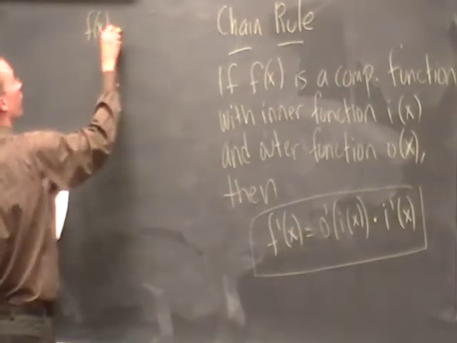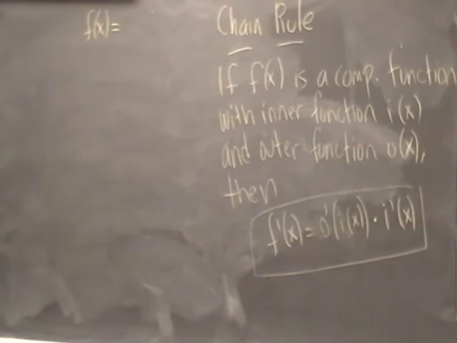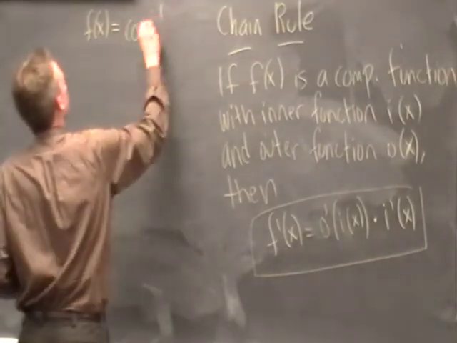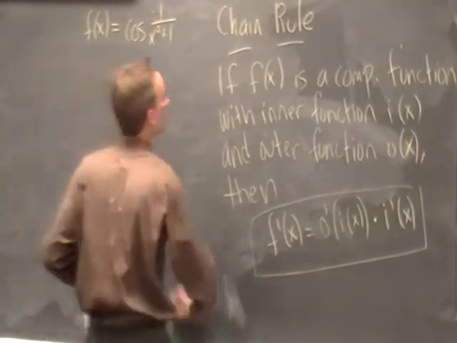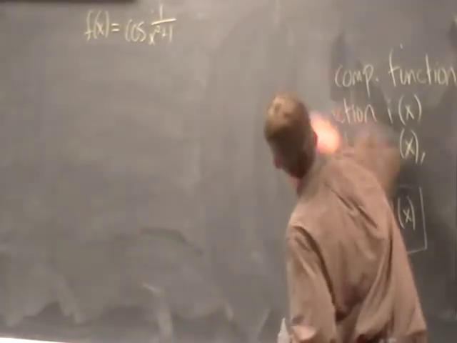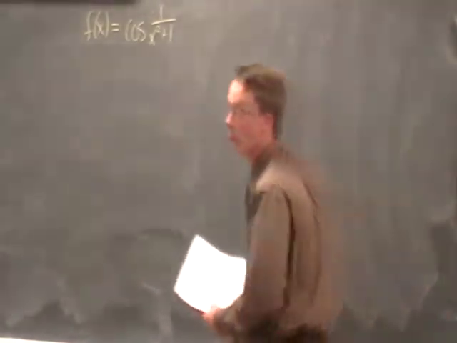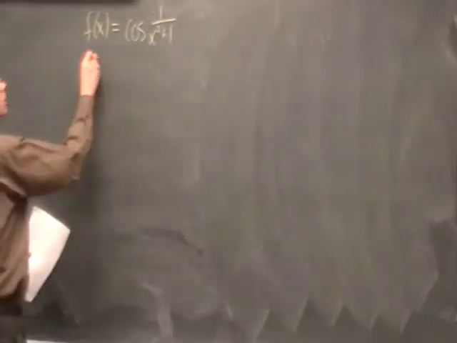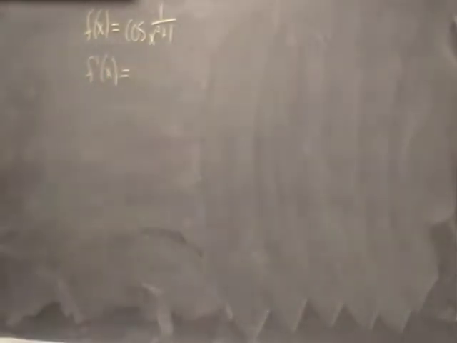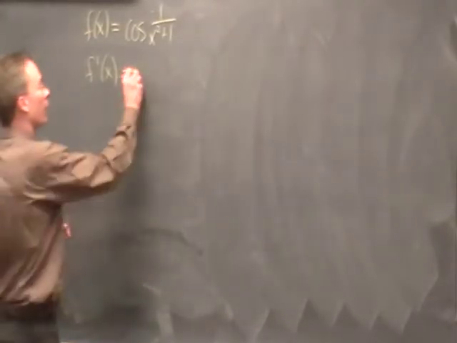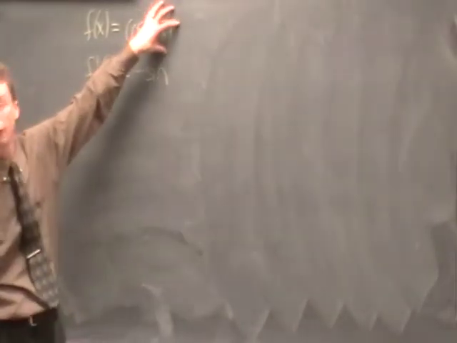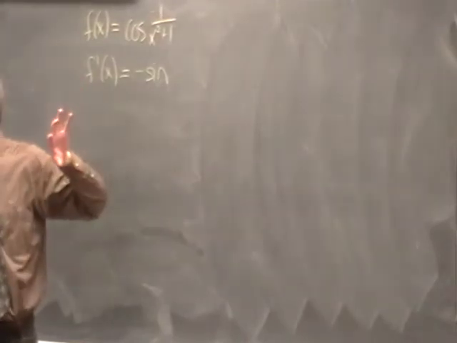I think the next actual composite function we had was cosine of 1 over x squared plus 1, right? So we want to get the derivative, we want to get f prime. So we're going to take the derivative of the outer function. Well, the outer function here is what? Cosine x. Its derivative would be negative sine x. So we're going to do negative sine of the inner function, and the inner function is just the fraction, right?